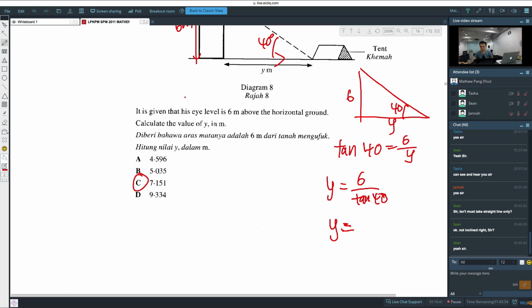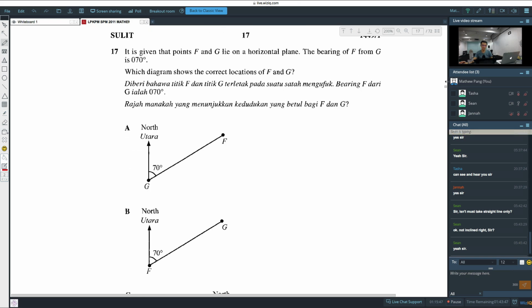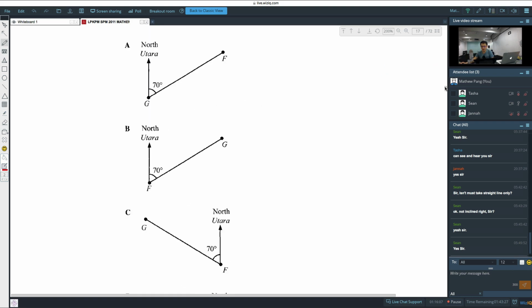Okay, so far so good. If no problem, let us move on to 17. It's given that point F and point G lie on the horizontal plane. Alright, the bearing of F from G is 70 degree. When the question says F from G, that means the angle is at G there. Alright, from G, right? So this angle at G looks correct.